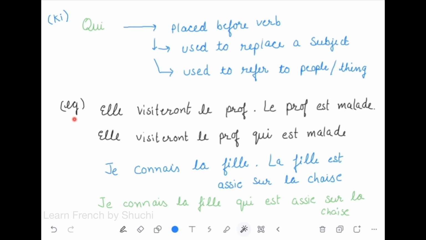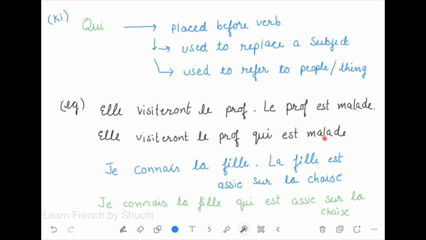Now the first example is: she visits the professor. The professor is sick. So how will you see it? The professor is what? It is a subject, right? And we have to replace the subject here. So the subject is the professor, and it is always placed before the verb, and est is the verb. So here we will be using qui. She visits the professor who is sick, right?